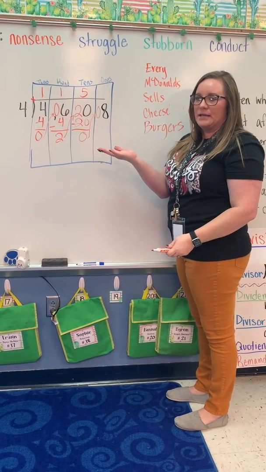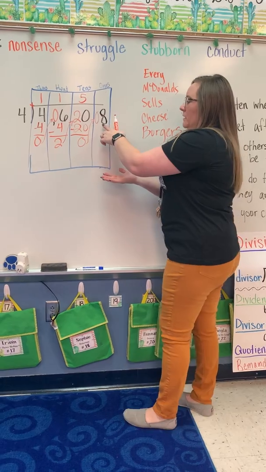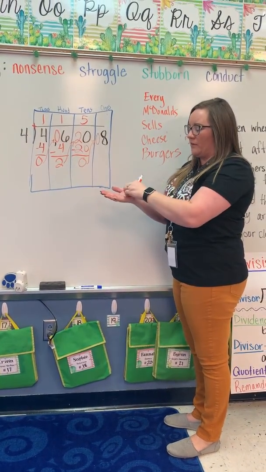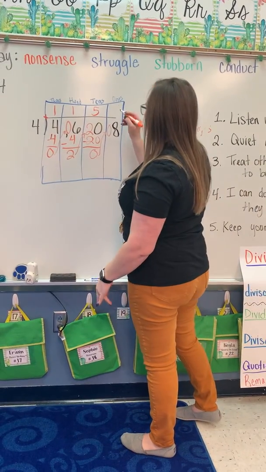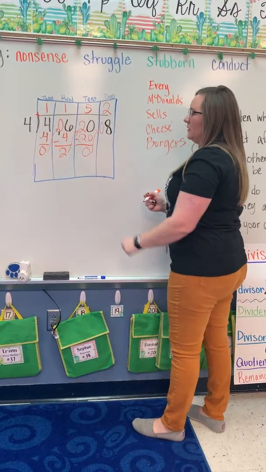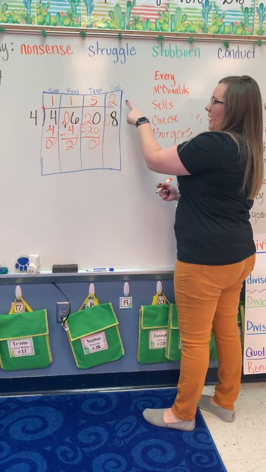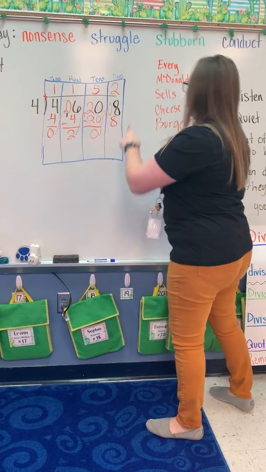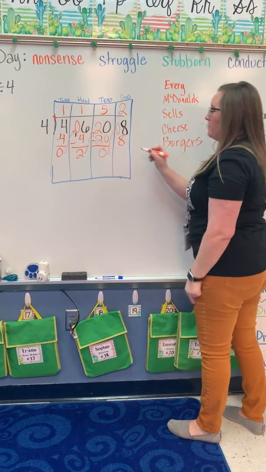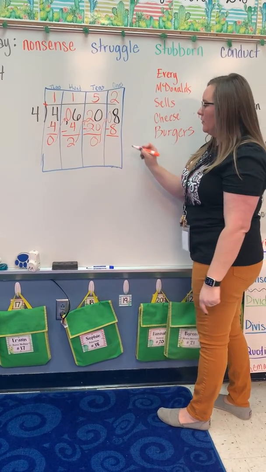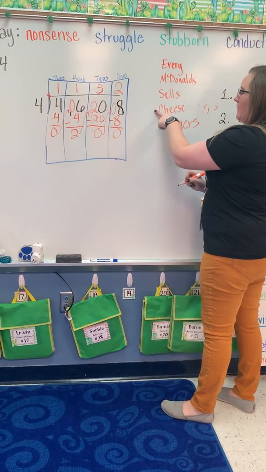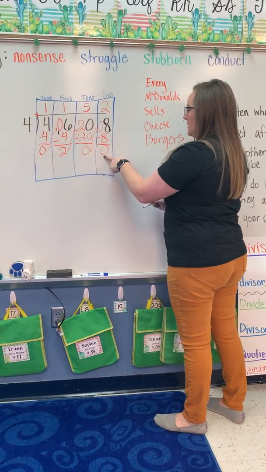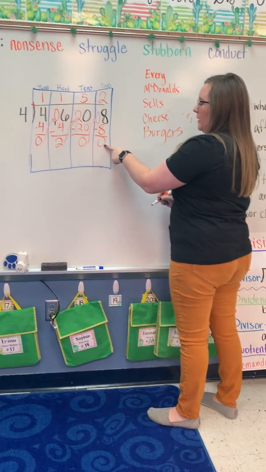I have 8 M&Ms in my hand. How many times can I take 4 out of 8? I can take 4 M&Ms out of 8 2 times. So I'm going to put my 2 at the top here, and then I'm going to multiply. 2 times 4 is 8. So I'm going to put my 8 here. Go back to subtract. I'm going to subtract 8 from 8, which is 0. Now I'm going to check my remainder. Is 0 less than 4? Yes, it is.